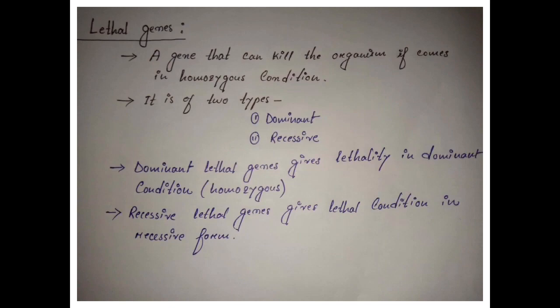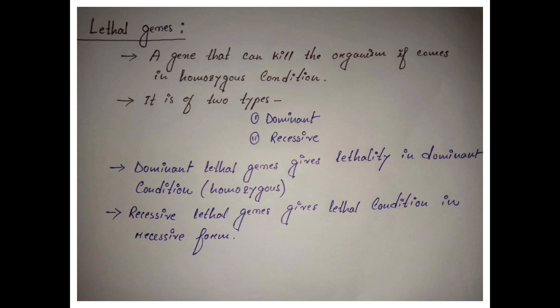So, lethal genes are those genes that can kill the organism that carries them if they come in homozygous condition, and which are harmful genes. They usually occur as a result of mutation in genes that are essential for growth and development. So lethal genes show their lethality only in homozygous condition. Okay, so homozygous means both dominant or both recessive.